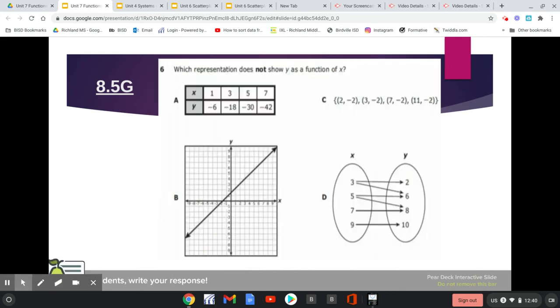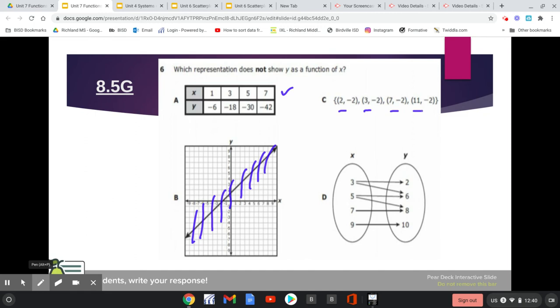Here's another one. Which representation does not show y as a function of x? So let's see which one is not a function. So on the table, I can see we have a 1, a 3, a 5, and a 7. That works. On the graph, I can do the vertical line test and I can see it only hits once, so that works. For the ordered pair, I see I have a 2, a 3, a 7, and an 11. That works. So it must be D.